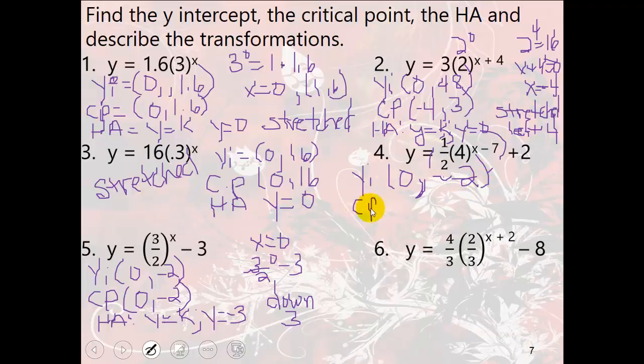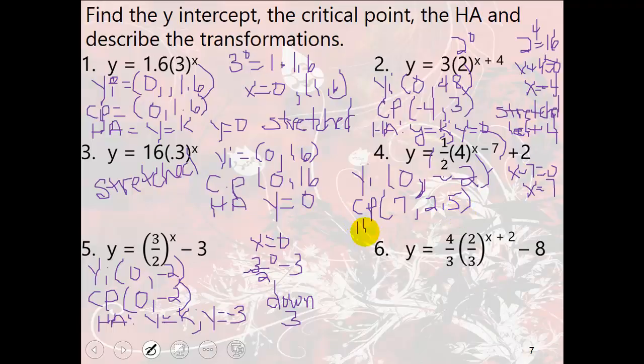My critical point, okay, I set my exponent equal to 0. So that means x minus 7 equals 0. So it's going to occur at x equals 7. And when I plug 7 in, 7 minus 7 is 0. 4 to the 0 is 1. 1/2 times 1 is a half. And plus 2, that's going to be 2.5. Okay? I'm going to let you use decimals for this.